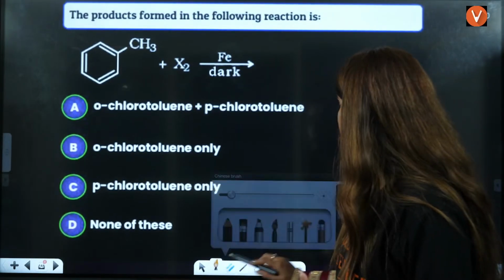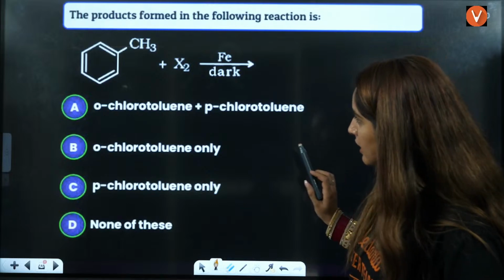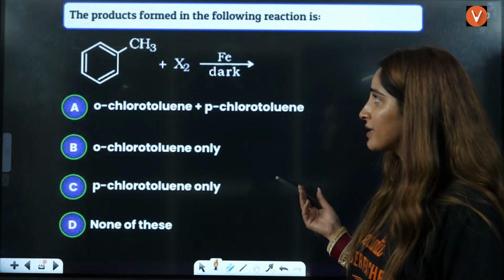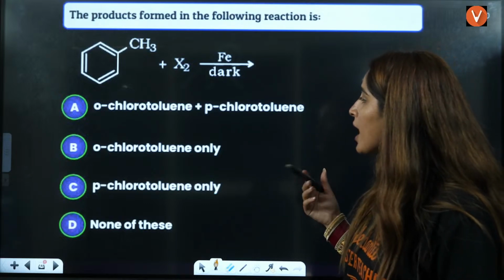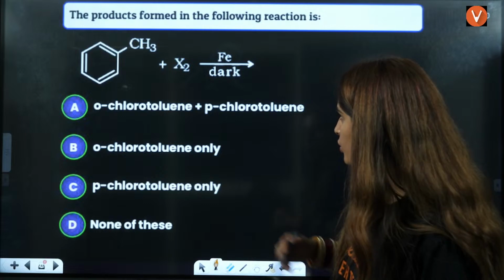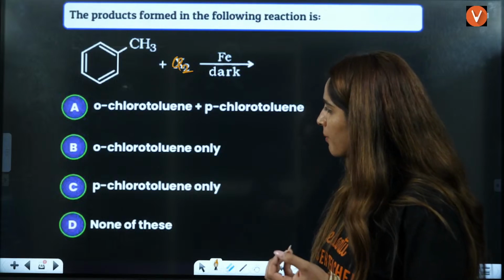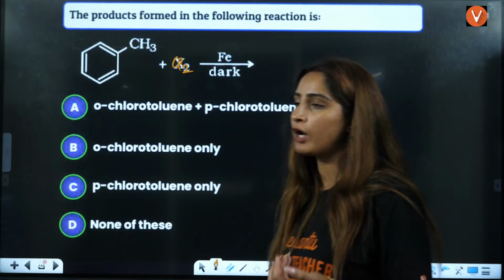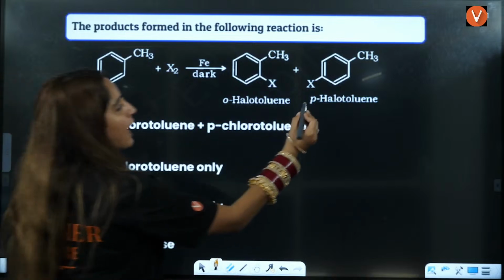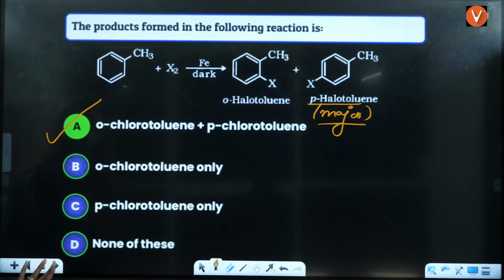Next is the product formed in the following reactions. If you see this, you have toluene, you have added X2, Fe and dark. So they are asking you ortho-chlorotoluene, para-chlorotoluene, what exactly you will get here, right? So you are going to do chlorination. Here you can add Cl2. Will you get the ortho product only, the para product, or both the products? You will definitely get both the products here, but para being the major product.